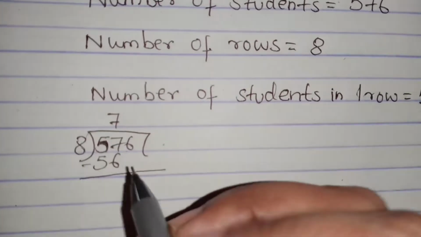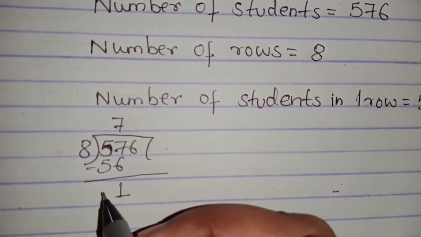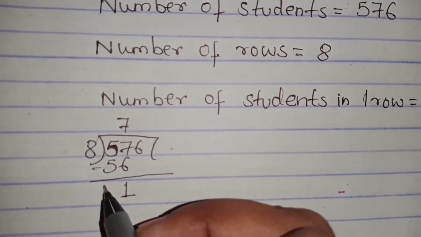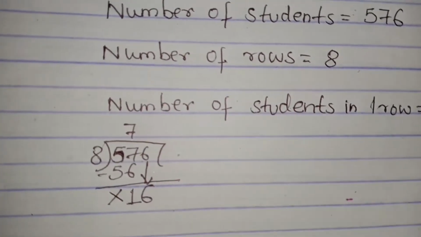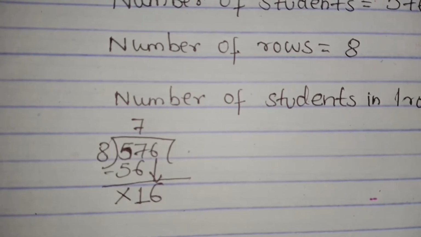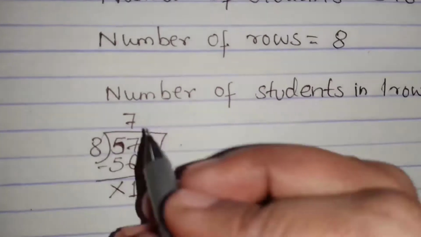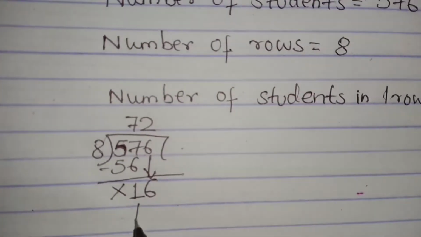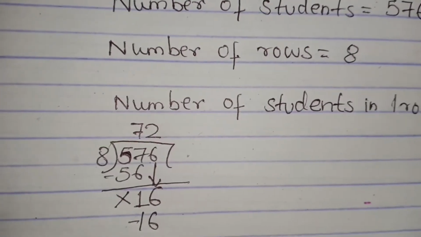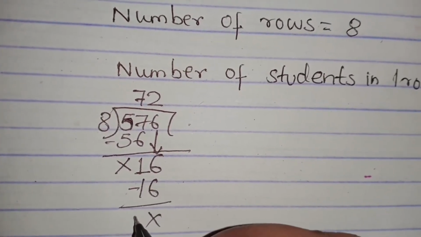Now we will subtract. 7 minus 6 is what? 1, and 5 minus 5 is what? 0. So you can write 0 or you can put a cross also. Now bring this 6 down. Now in the 8 table 16 is there. Yes, it is there. 8 1 ja 8, 8 2 ja 16. So we will write here 16. Now let's subtract this. 6 minus 6 is 0, put cross. 1 minus 1 is 0, put cross.